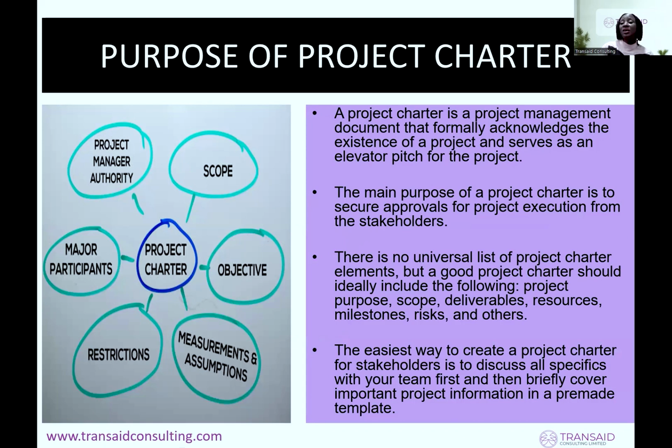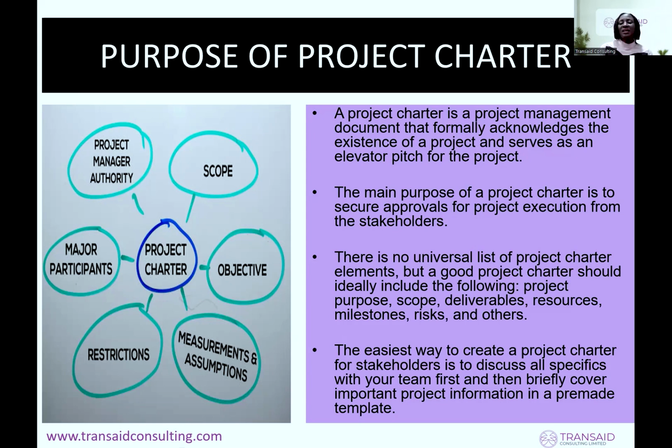What is the authority of the project manager? What is the scope? What are your objectives? What measurement and assumption are you making? We're assuming that 500 million will complete this project. How are you going to measure it? What are your milestones? What are the restrictions, which is the same as the exclusion? That's where the scope comes in. What are the things that are going to be included in the project? What are the things that are going to be excluded from the project? Who are the major participants? Who is the project sponsor and the rest of them?